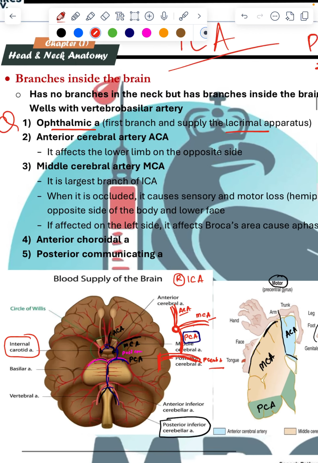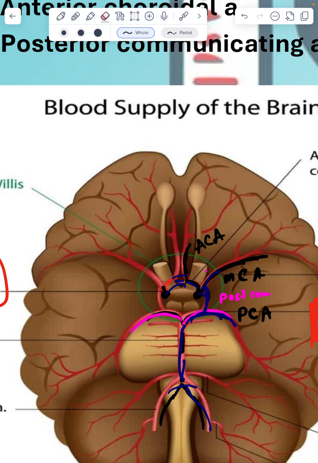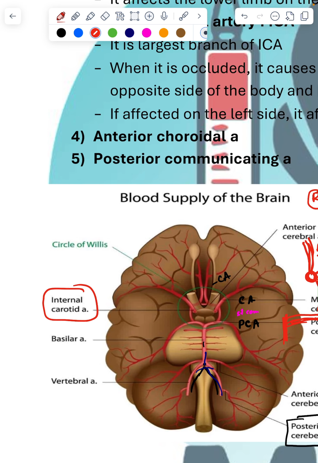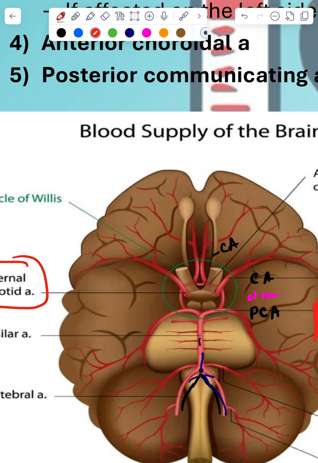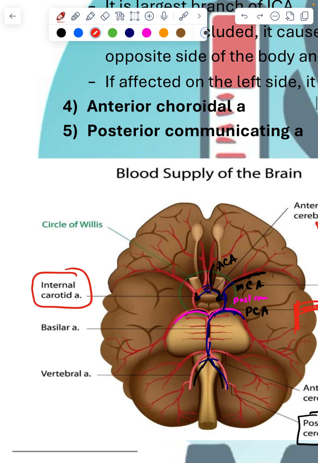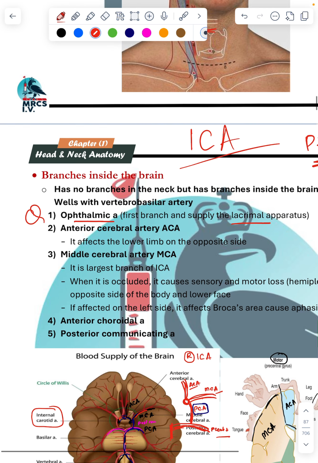Now, when it goes inside the brain, you can see this. This is the brain. Now you have to see this like this. This is the internal carotid artery. It has come inside, and this larger one is forming the anterior cerebral artery. This is the middle cerebral artery. This is the anterior cerebral artery. So you can see the anterior lobe and middle cerebral. Then the posterior communicating artery. So these are the branches.